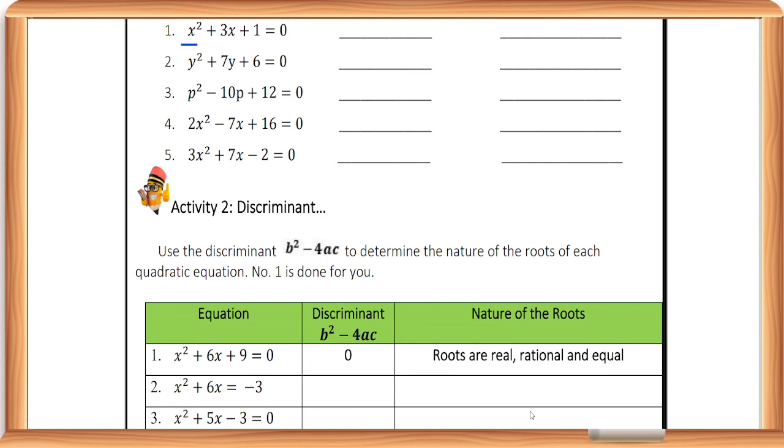So, I assume you understand the nature of the roots. Right? Respond so I know you are still awake. Class? Do you have any more questions? Wala na po. Wala na po.